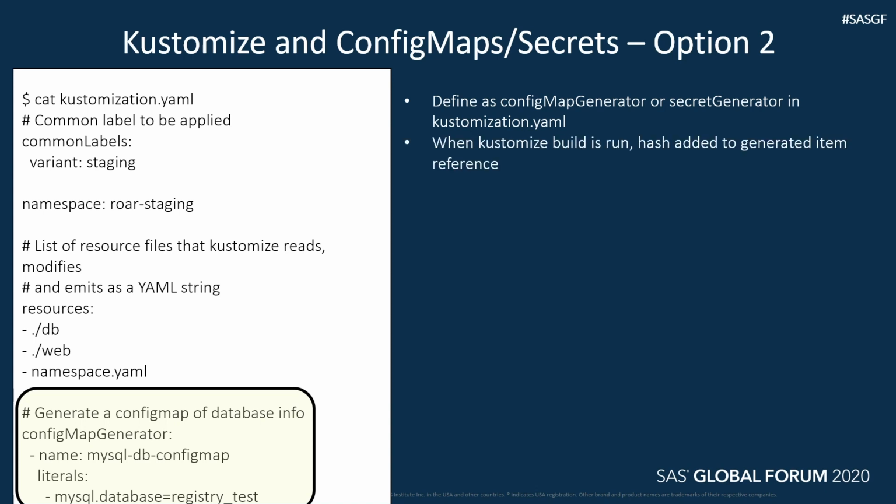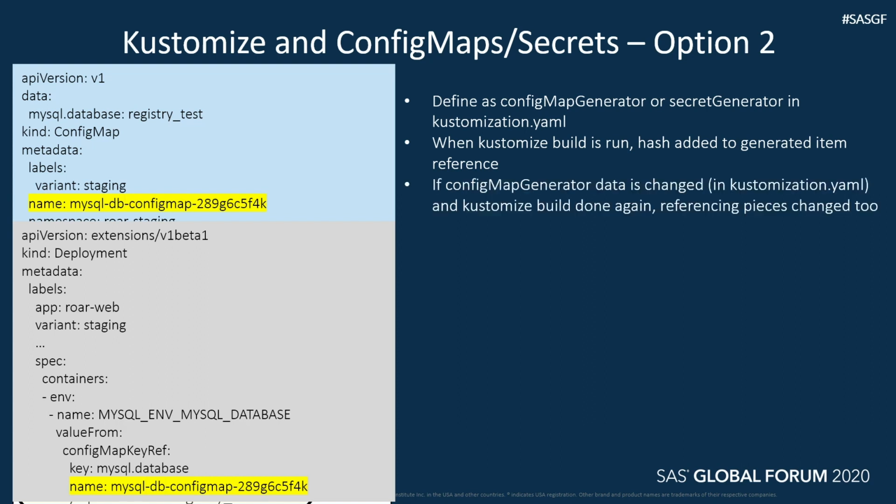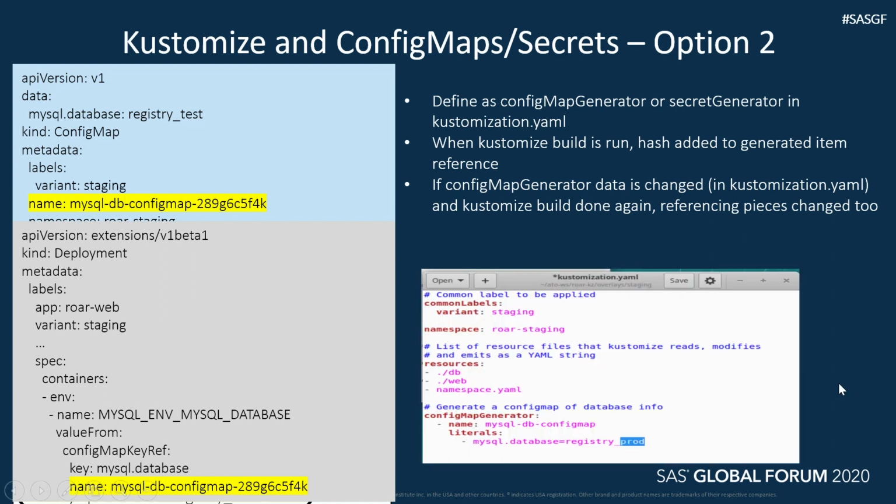And what this does for us, when the customized build is run, it adds a hash onto the generated item reference. So you see up the top there, when we have our config map, we have a name in there, but we also have that hash added on. And then in the deployment itself, when we're referencing the config map, it adds that same hash out there. So this means if the config map generator data is changed in the customization YAML and the customized build is done again, the referencing pieces, in this case the deployment, are changed too.